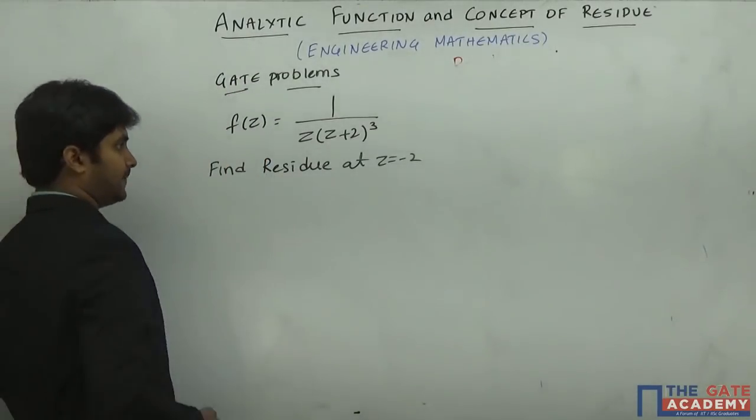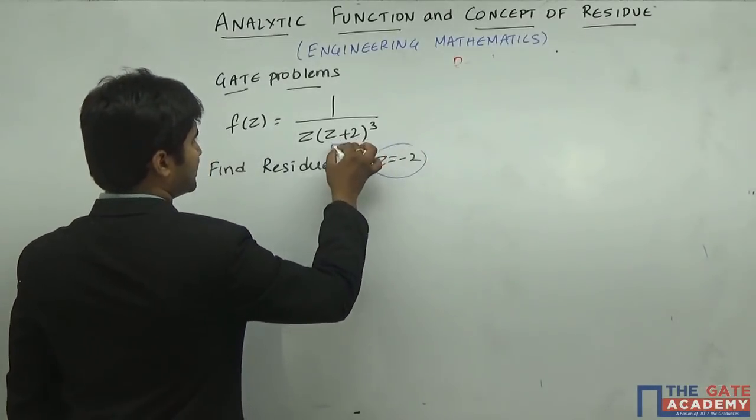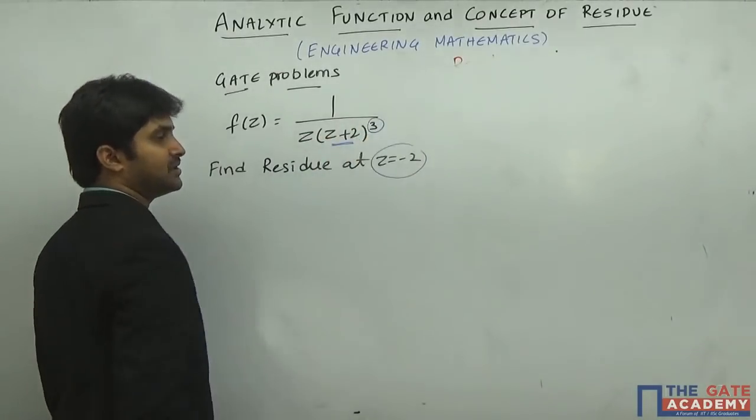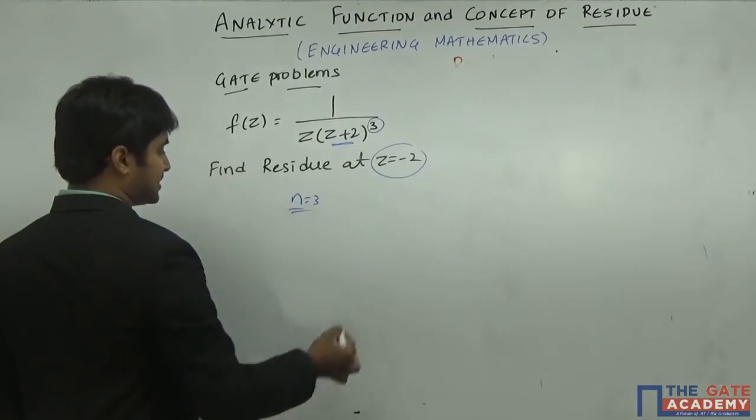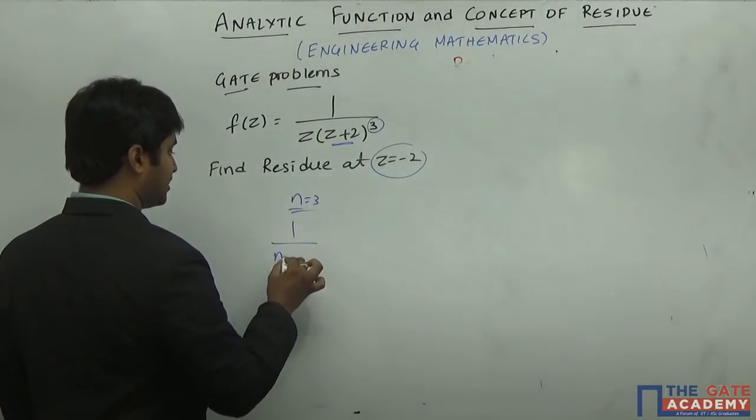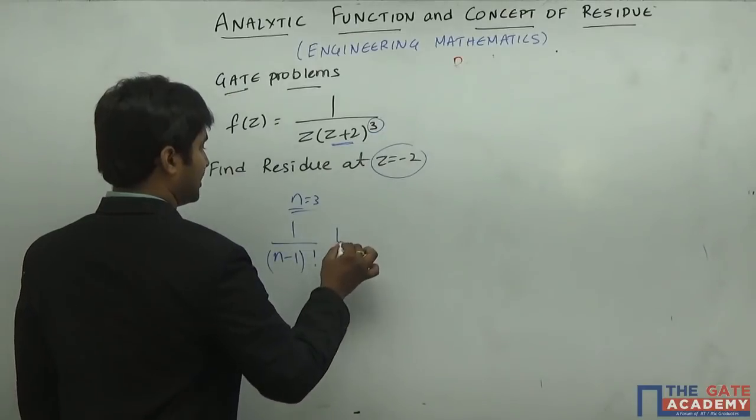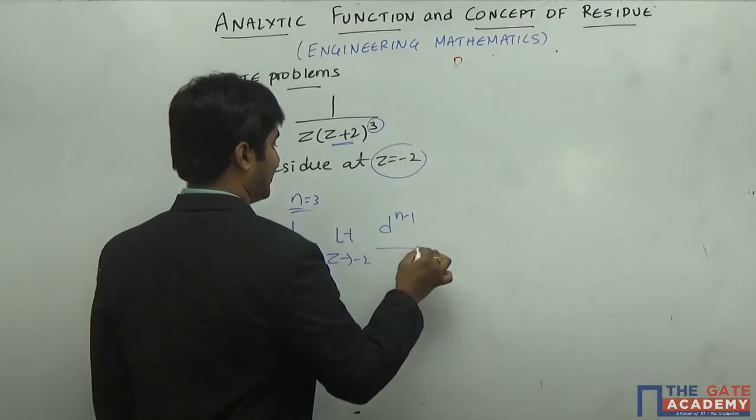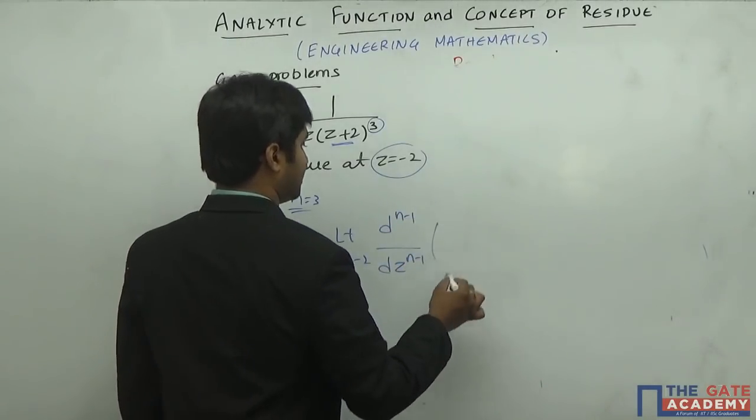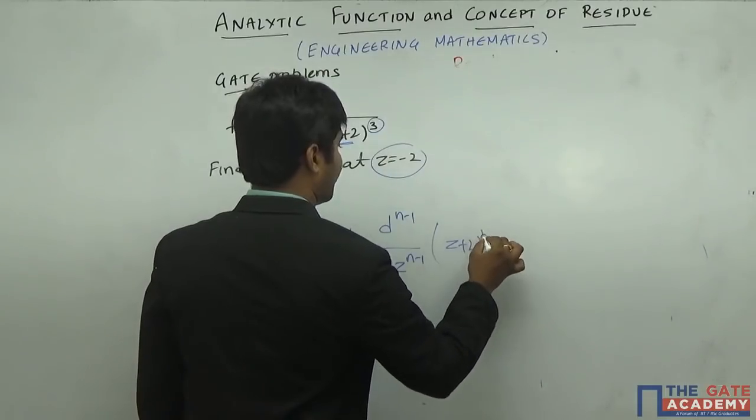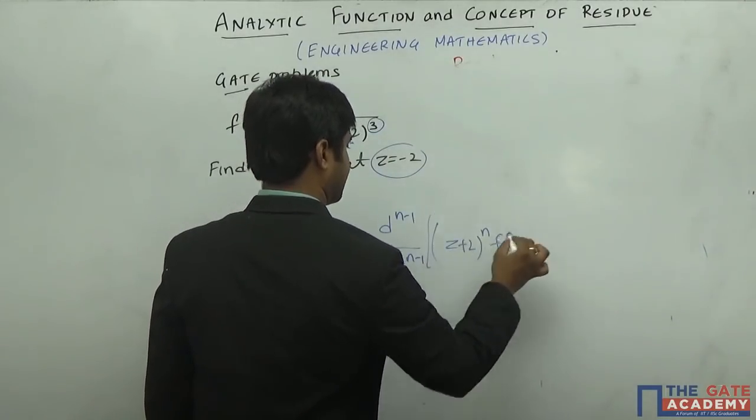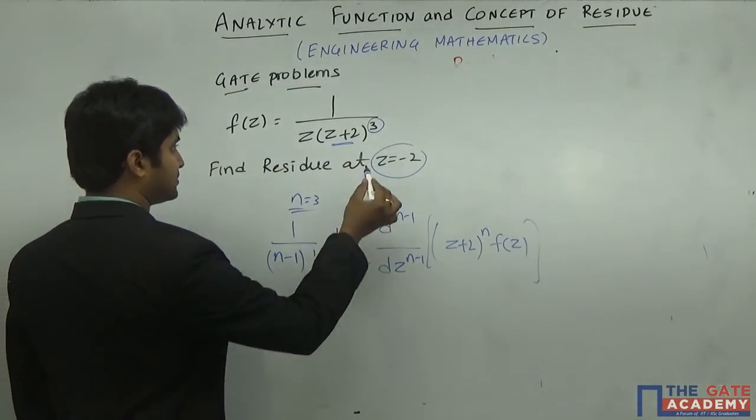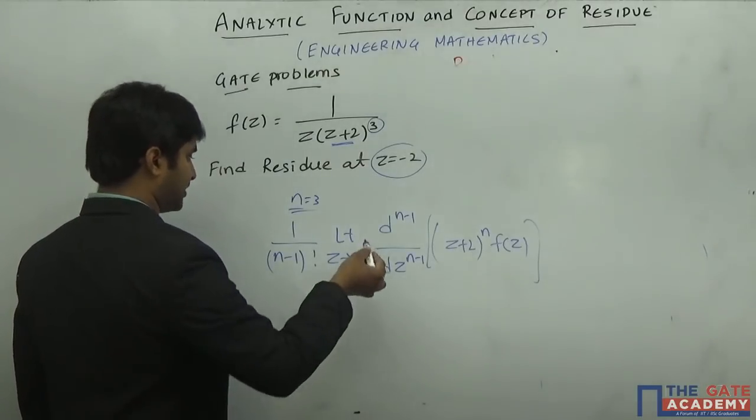Now let us try to solve this one. At z is equal to minus 2, yes, we have a singularity, but the number of singularities that are available at z is equal to minus 2 are 3. So the value of n is equal to 3. The general formula that we have to apply is 1 by n minus 1 factorial into limit z tends to minus 2, d power n minus 1 divided by dz power n minus 1 into z plus 2 whole power n into f of z. So what is the value of n here? n is equal to 3. So we can directly apply, and the value of z1 is equal to minus 2.